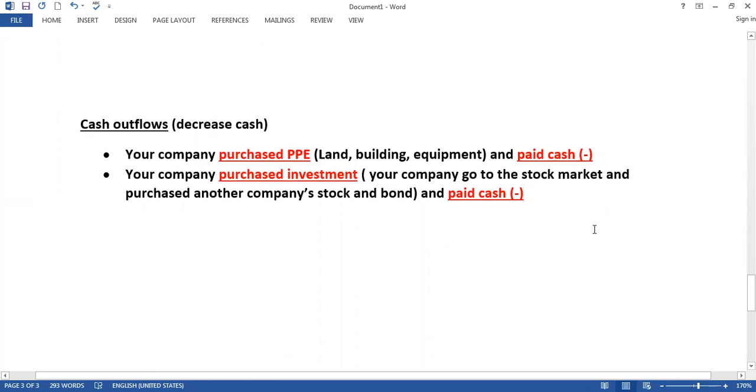So when you buy another company's stock, try to understand. When you buy another company's bond and when you buy another company's stock, it means that you are going to invest your money, right? You have a lot of money, for example. Now you go to the stock market and you buy another company's bond, you buy another company's stock. It means that you are going to invest your money. You are going to buy investment, purchased investment. And when you buy investment, then it means that you are going to pay your cash.